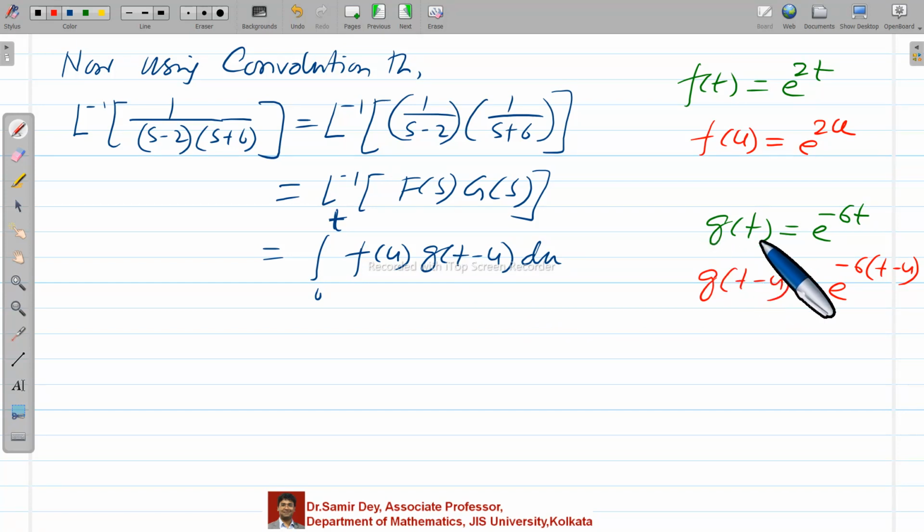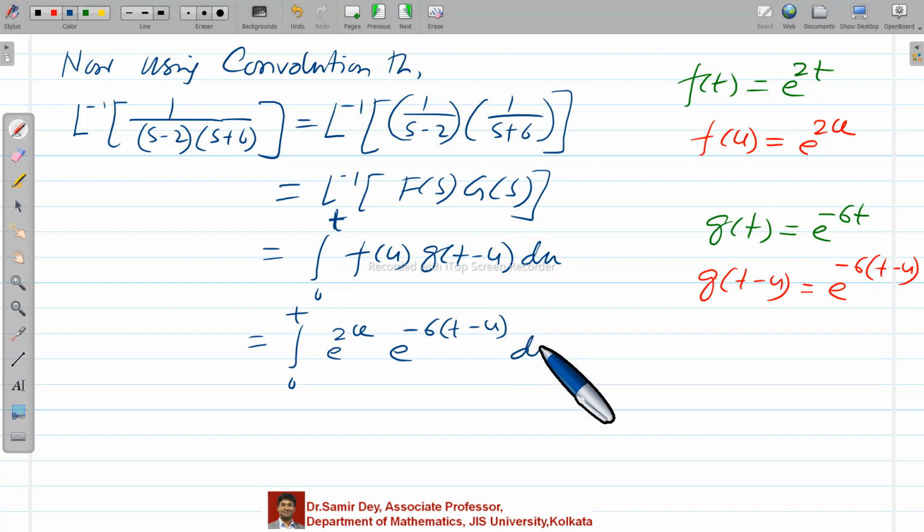So g of t is there from the previous slide, you already have it. Now you replace all t by t minus u. It is coming e to the power minus 6 of t minus u. Now you substitute all these values into this expression: integral from 0 to t of e to the power 2u, e to the power minus 6 of t minus u, into du.